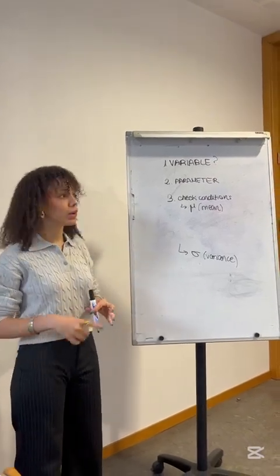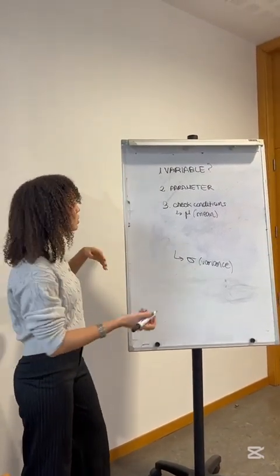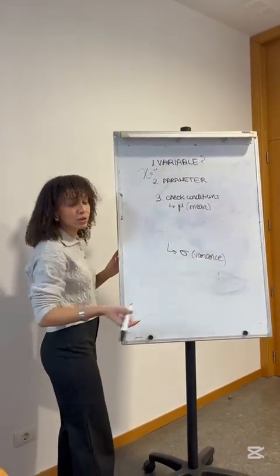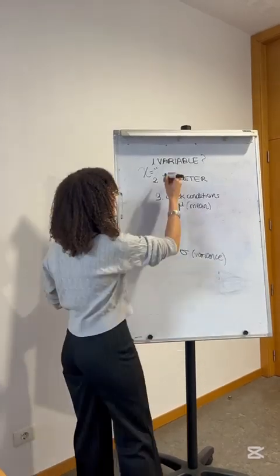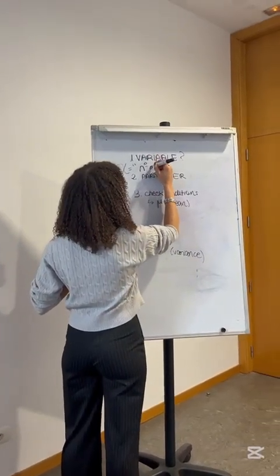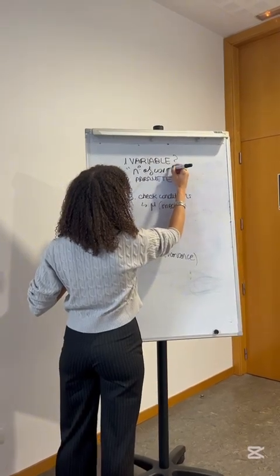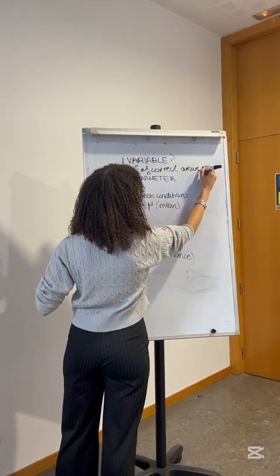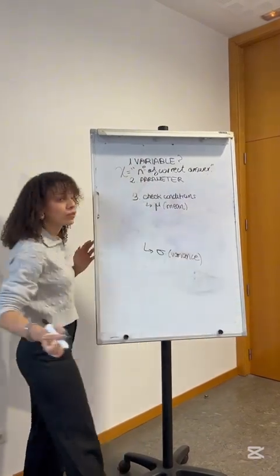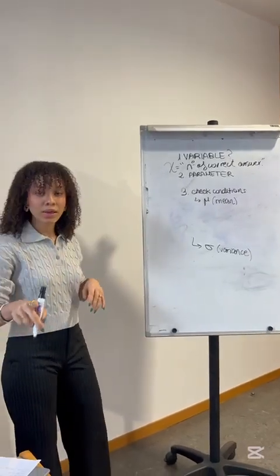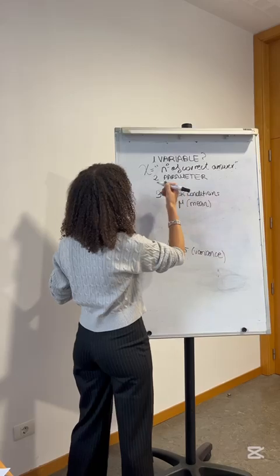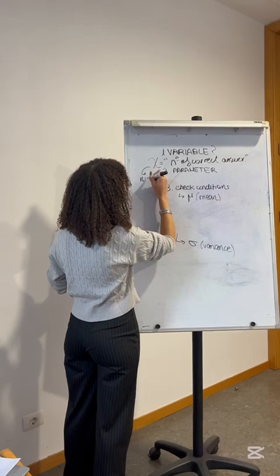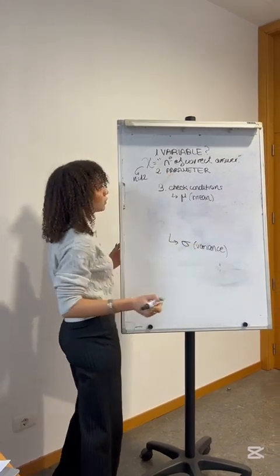First, we read the statement and we have to compute the variable. So we put x is equal to the number of correct answers. Now, following the statement, we can see that the n, that is the sample size, I'm going to put right here, n is equal to 12.